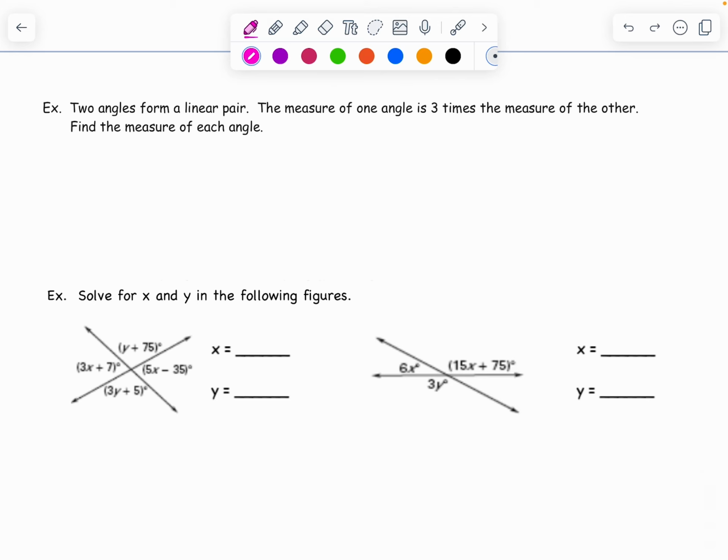If you need to pause and rewind, feel free, obviously. So it says two angles form a linear pair. Well, I'm going to draw a picture for this. You don't have to, but we'll talk more about that in a second. So I'm going to draw two angles that form a linear pair.